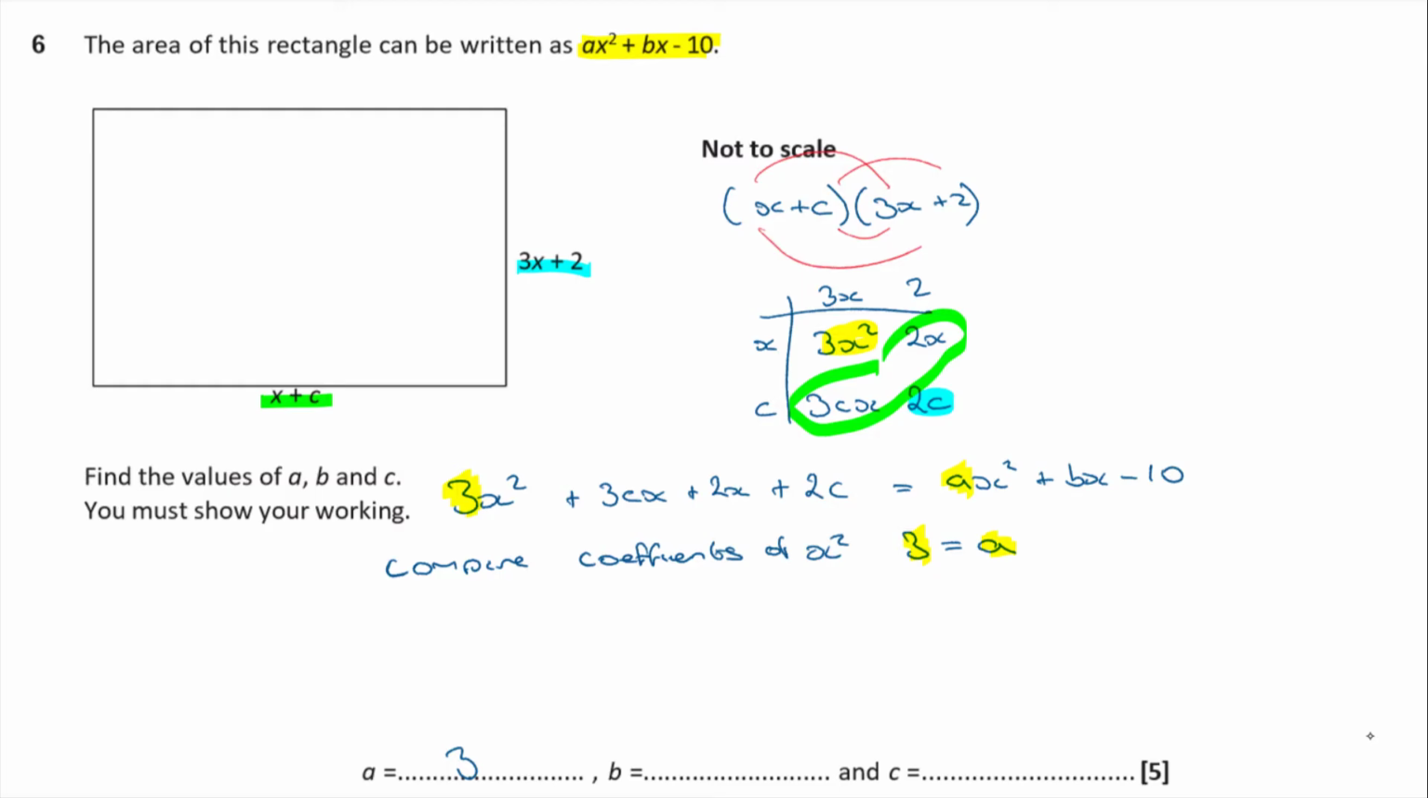Now if we do the same thing, so compare the coefficients of x next, then on the left we've got 2 things that contribute to the coefficient of x on the left. I've got the 3c here and the 2 here, so actually I've got 3c plus 2 on the left. Those 2 things would add together to give you the coefficient of x on the left, and on the right we've just got the single b, so those 2 things must be equal to b.